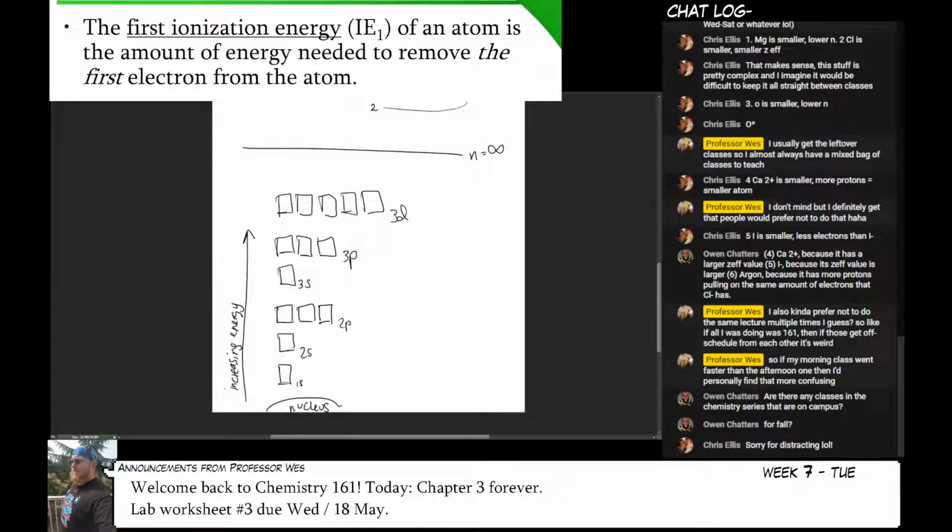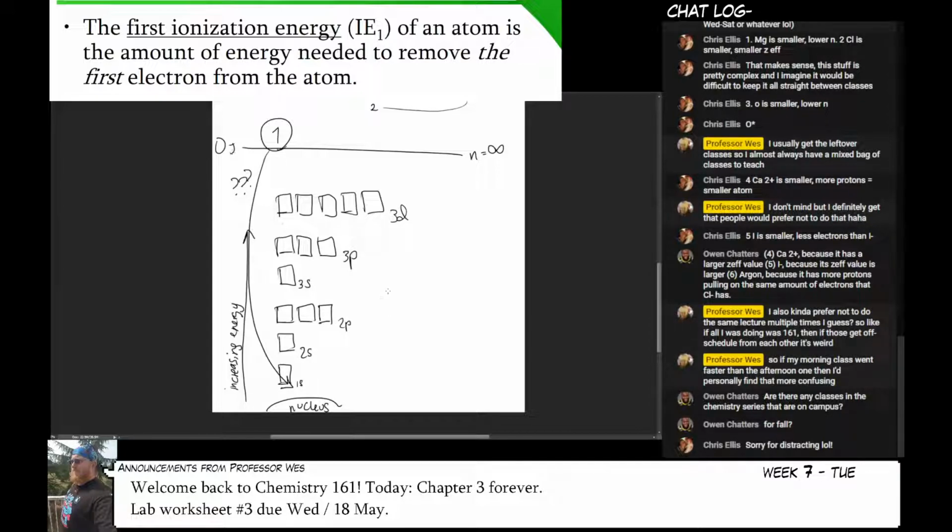This line represents n equals infinity. If I have an electron on n equals infinity, it effectively doesn't see the nucleus. And as a result, the energy of this electron relative to the nucleus would be 0. And energy is measured in joules, so I'm going to write joules.